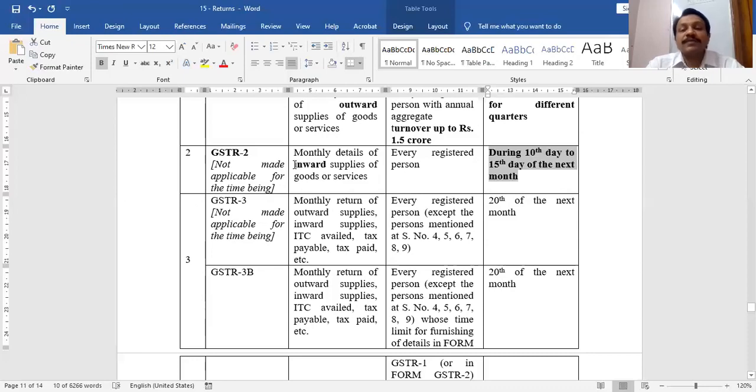Maybe after some time, when people become familiar, the government will make it mandatory and will notify GSTR2. But you must know that there is something like GSTR2 also. For the time being, the government has not made it applicable. Anytime they can make it applicable. GSTR2 talks about inward supplies, but this is not applicable for the time being.